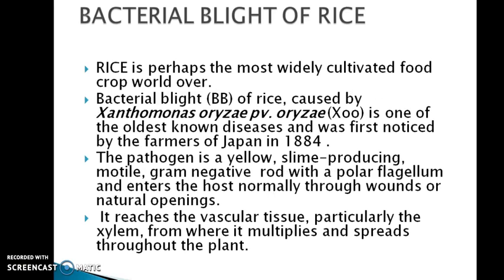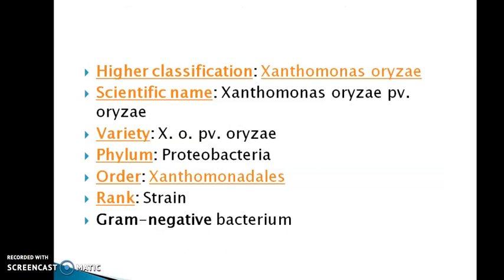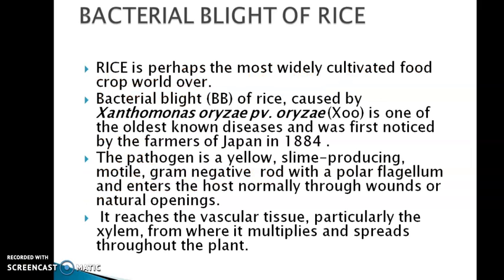And the next disease is bacterial blight of rice. Rice is perhaps the most widely cultivated food crop worldwide. This bacterial blight of rice is caused by Xanthomonas oryzae, and it is one of the oldest known diseases, first noticed by the farmers of Japan. Xanthomonas belongs to the phylum Proteobacteria and order Xanthomonadales, and it's a gram-negative bacterium. This pathogen is a yellow slime-producing, motile, gram-negative rod with a polar flagellum, and enters the host normally through wounds or natural openings.